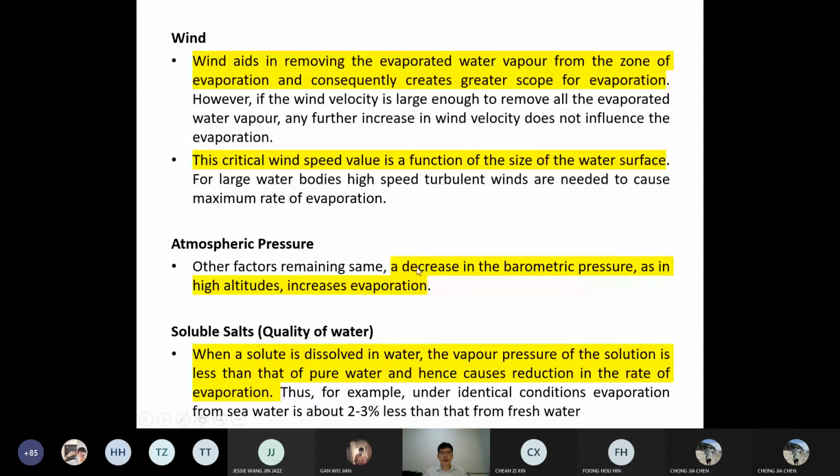Atmospheric pressure: a decrease in the atmospheric pressure, as at high altitude, increases the evaporation. If you are on a hill, at high altitude, evaporation will be higher. Soluble salt: when a solid is dissolved in water, it affects the vapor pressure, because if the water has salt, it will influence the vapor pressure as well.